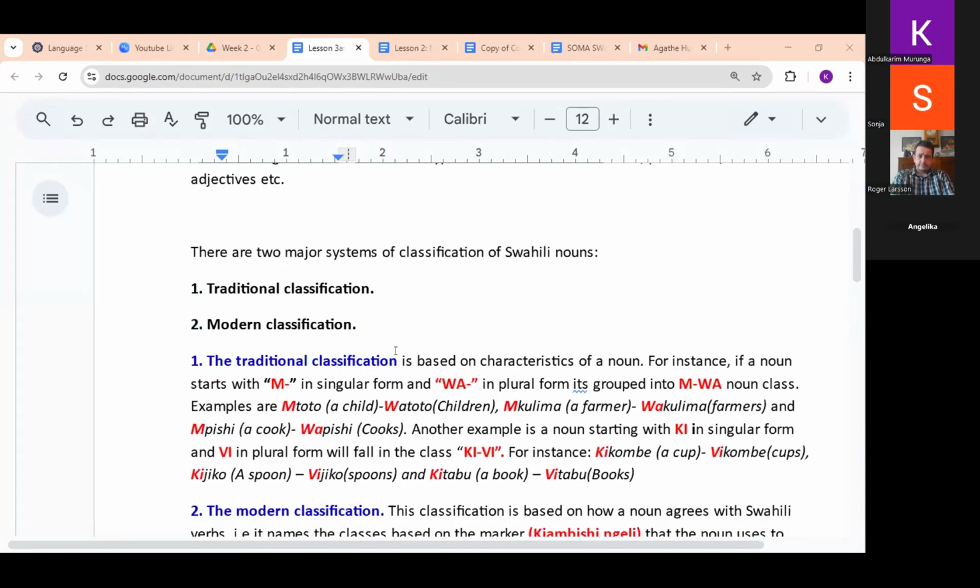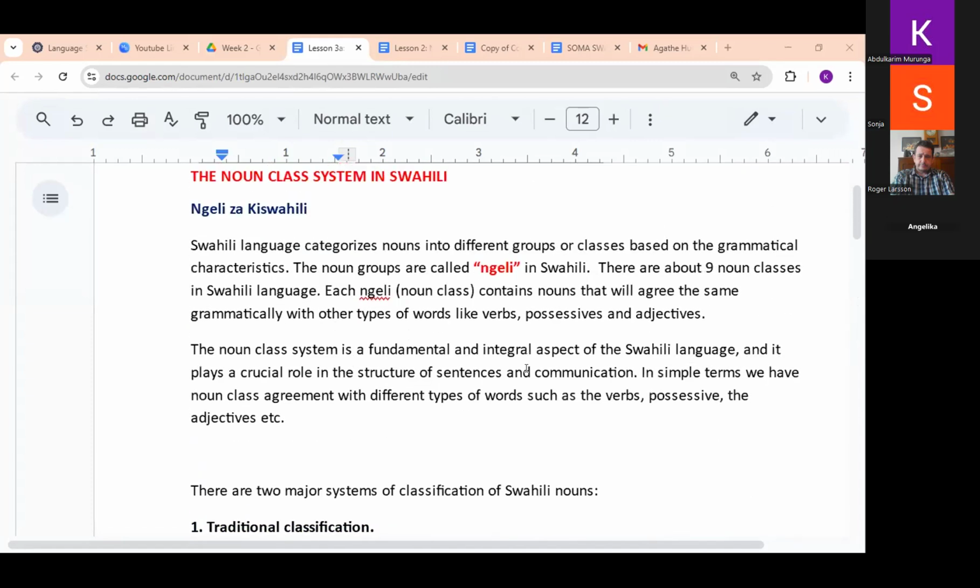Basically, the nouns in Swahili are grouped into different categories to enable us to use them properly with other parts of speech, such as the verbs, and there are 9 groups in total. If you have checked other books, you might find other grammars referring to these classes as class 1, class 2, class 3, or others.